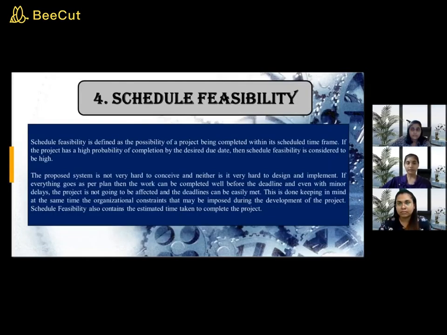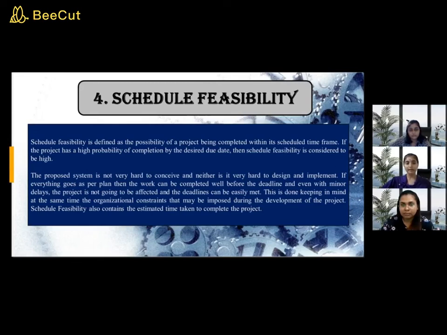Fourth feasibility is schedule feasibility. Schedule feasibility is defined as the possibility of a project being completed within its scheduled time frame. If the project has a high probability of completion by the desired due date, then schedule feasibility is considered to be high. The proposed system is not very hard to conceive and neither is it very hard to design and implement. If everything goes as per plan, then the work can be completed well before the deadline, and even with minor delays the project is not going to be affected and the deadlines can be easily met.